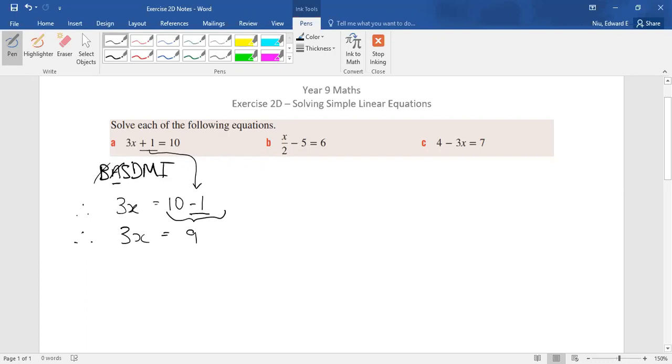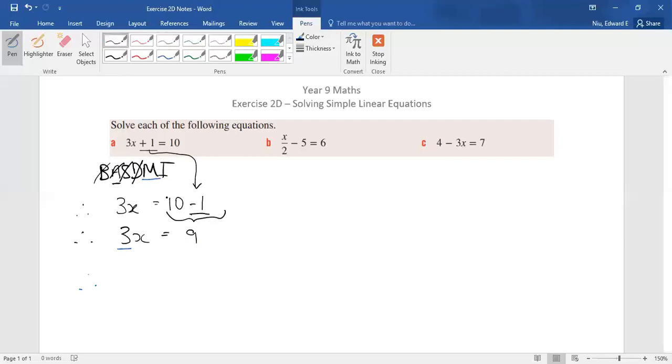Do we have any subtraction? No. Do we have any division terms? No. Do we have any multiplication? Yes, we do. Can you point out where the multiplication is? Multiplication here is the 3 times the x. So therefore, what we do is, we would chuck the times 3 and throw it to the other side and turn it into a divide by 3. So if it's plus, we throw it to the other side as a minus. If it's a minus, we would throw it to the other side as a plus. In our case here, if it's times, we would throw it to the other side and turn it into divide.